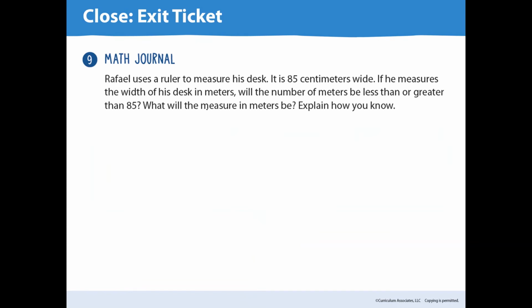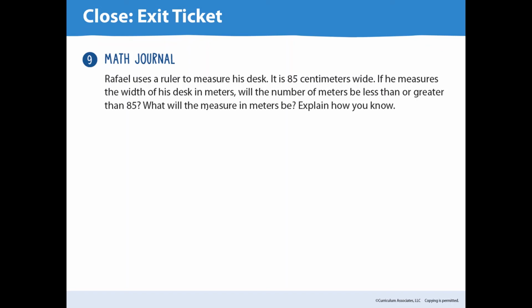Journal number 9. Raphael uses a ruler to measure his desk. It is 85 centimeters wide. If he measures the width of his desk in meters, will the number of meters be less than or greater than 85? What will the measure in meters be? Explain how you know. Pause and write down your explanation, and then press play to see if it matches mine.